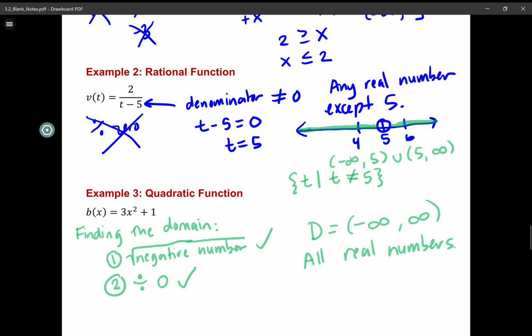All linear functions, all polynomials, a lot of functions have domain. I don't want to say most functions. A lot of the functions we work with have domains of all real numbers. You just got to watch out for those square roots, and you got to watch out for those dividing by 0.